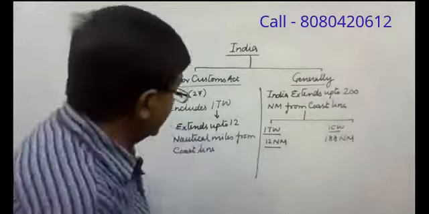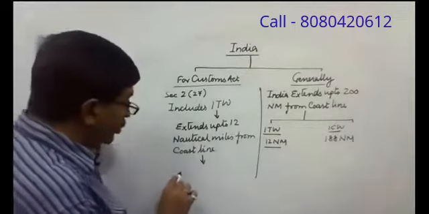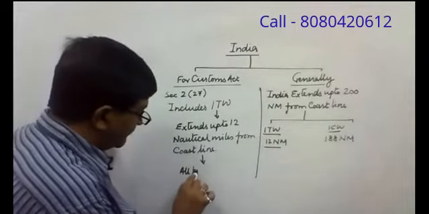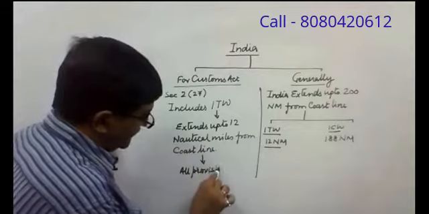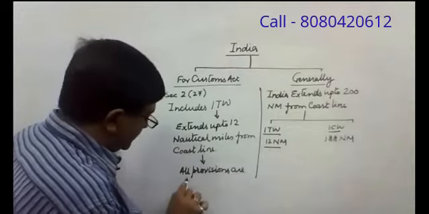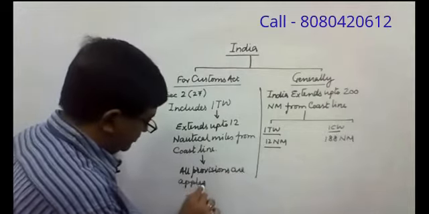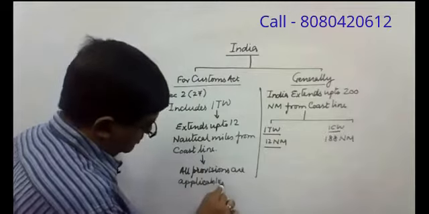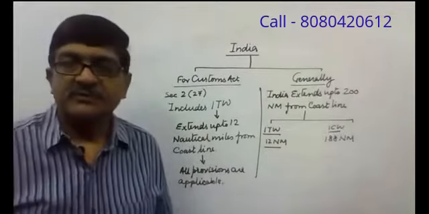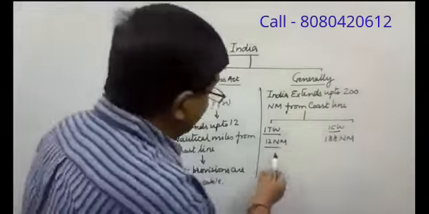Now, applicability of the provisions of the Customs Act, what is the applicability? As far as this area is concerned, that is up to 12 nautical miles from the coastline, all provisions are applicable. All provisions are applicable, right? So 12 nautical miles, it is covered here also.